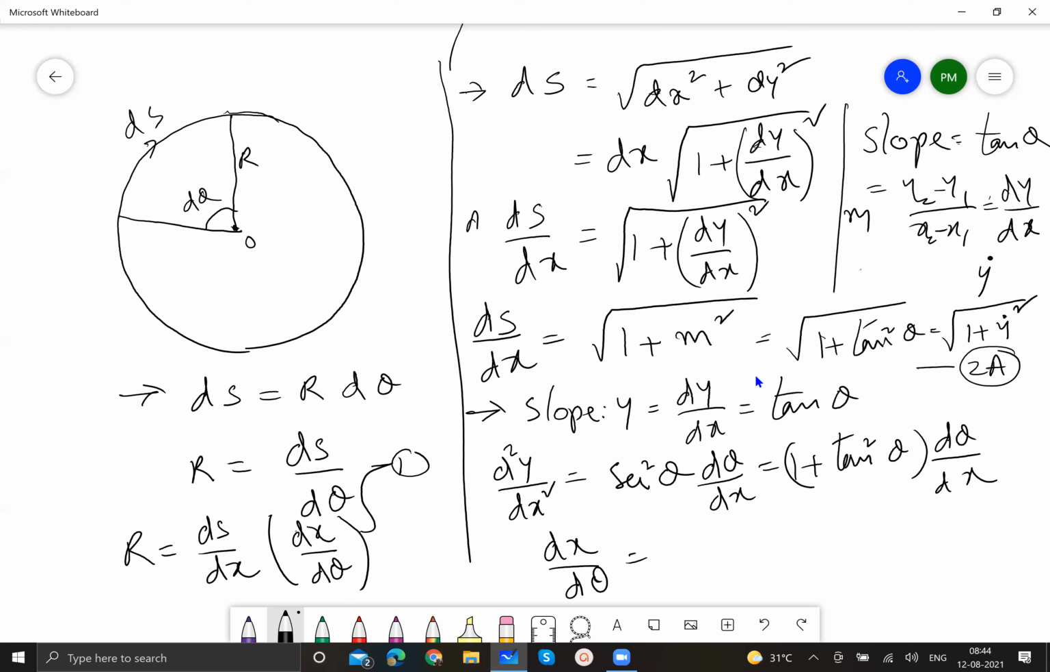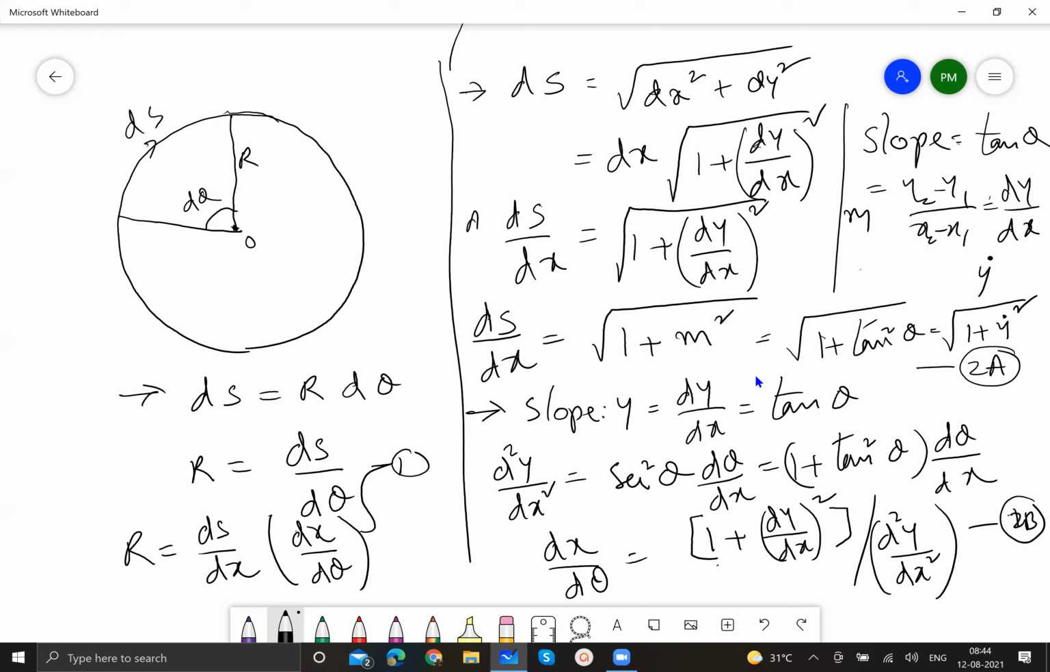So this will be finally coming out to be 1 plus dy by dx whole square by d square y by dx square. Please check. This you call it as 2b. So ds by dx we got 2a, dx by d theta we got 2b. So if you put it in this one, you will be finally getting the expression for radius.